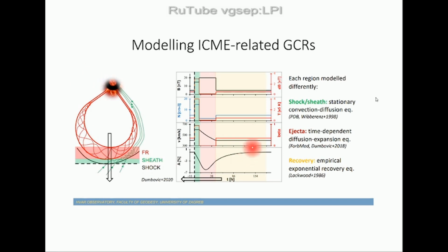And we did this with our very simple analytical model, which we called ForbMod, a couple of years ago. It's basically a time-dependent diffusion-expansion equation. Why diffusion-expansion? Very simple, because CMEs at the Sun start very small, and then as they propagate in interplanetary space, they expand self-similarly. Basically, they are just bigger scaled versions of themselves from previous times.